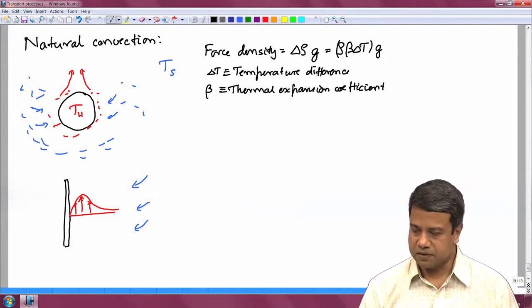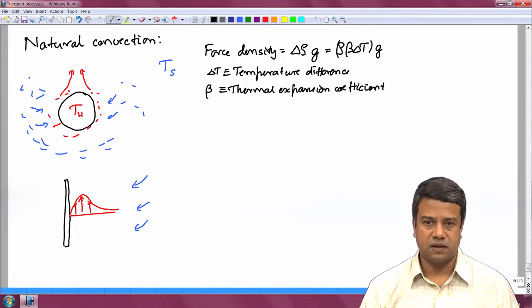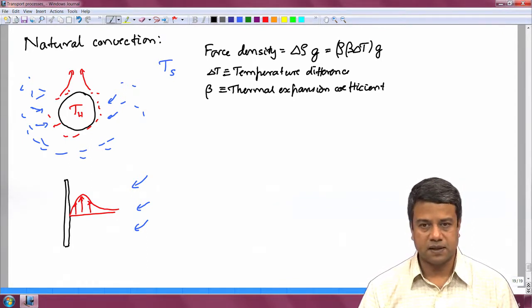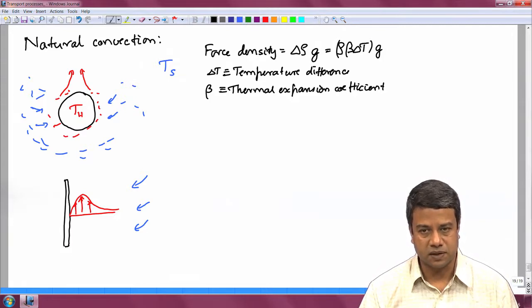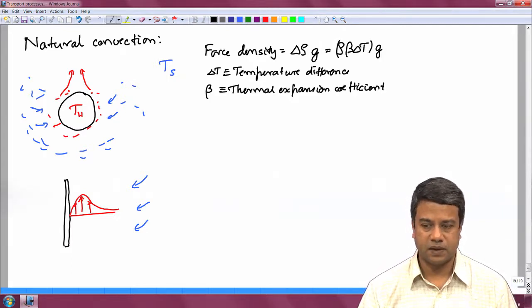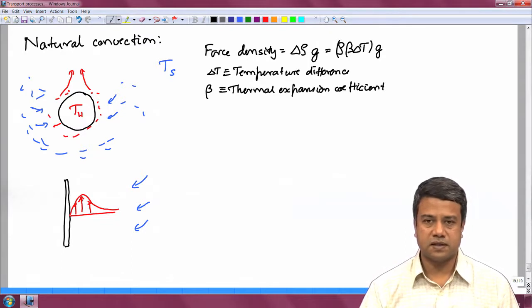This thermal expansion coefficient is the fractional change in density due to a unit change in temperature. It tells you how much the density changes. So, rho beta times delta T is the change in density due to a change in temperature delta T. And so, this force density is the driving force for the natural convection.